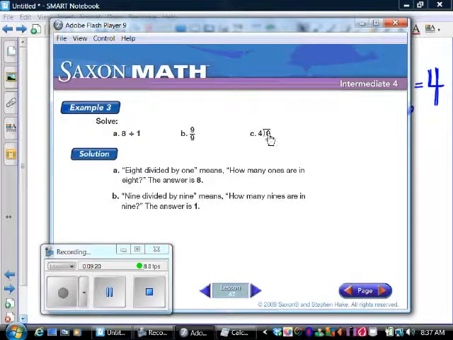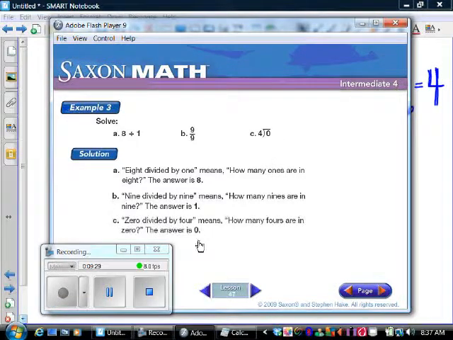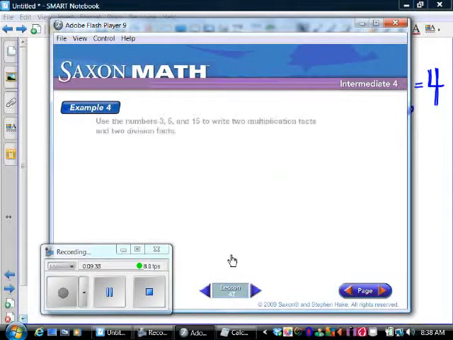Now look at this one. I have to read what's inside the little doghouse first. If I have 0 kids show up and I was hoping to put them in groups of 4, how many groups would I have? Well, I would have 0 because nobody showed up. I had 0 to start off with to make my groups of 4. So, gee, that day was blown, wasn't it?